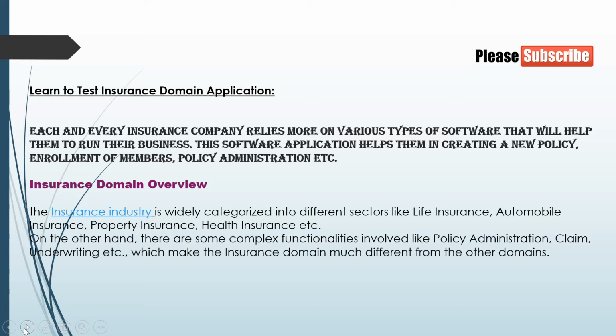Each and every insurance company relies on various types of software that help them run their business, and these software applications help them in creating a new policy, enrollment of members, policy administration, etc.